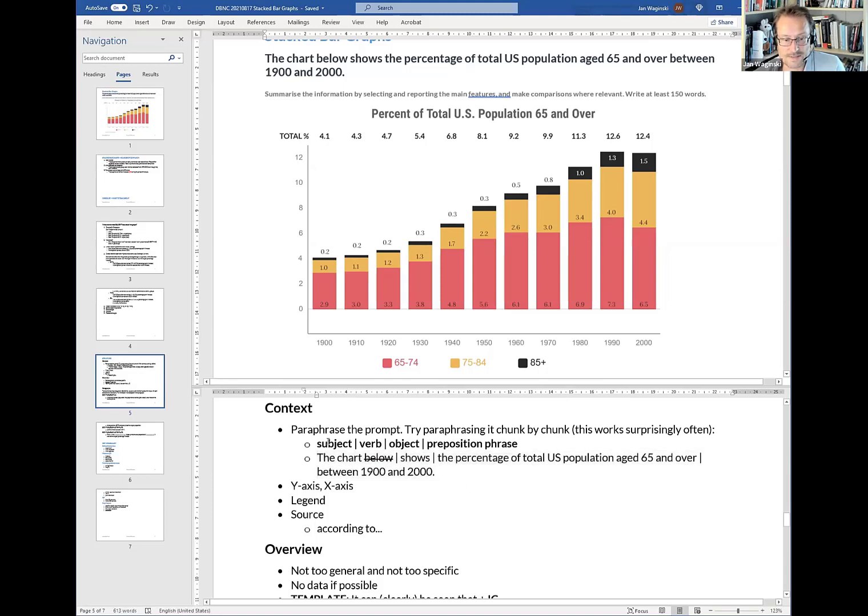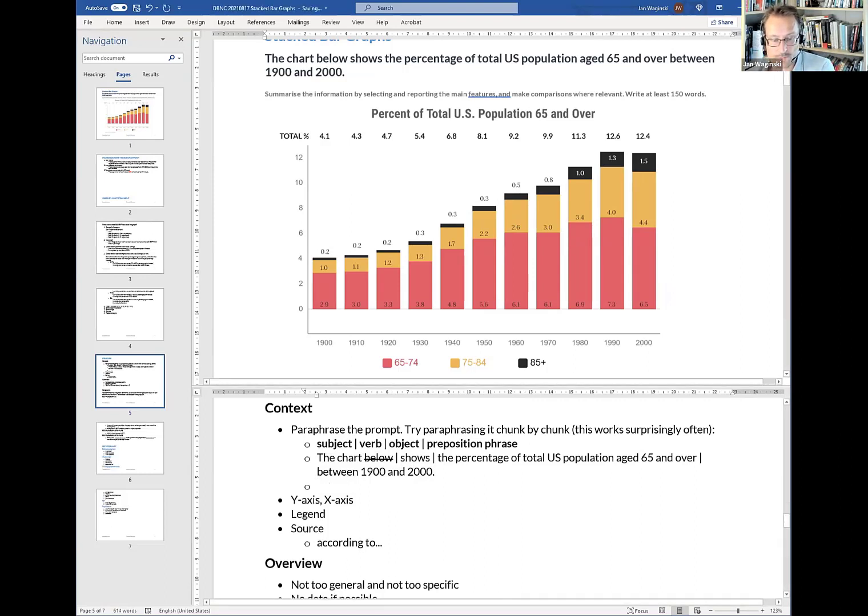So the structure of this sentence is subject, the chart, and we're going to ignore below. Don't ever talk about it being below. So we've got the chart as our subject, shows as our verb, object, the percentage of total US population aged 65 and over, and then between 1900 and 2000 is our preposition phrase at the end. Okay. So we can just paraphrase this chunk by chunk. And let's see what happens. I'll give you, let's say 1 minute, 2 minutes to paraphrase this one sentence and just pop your response into the chat.